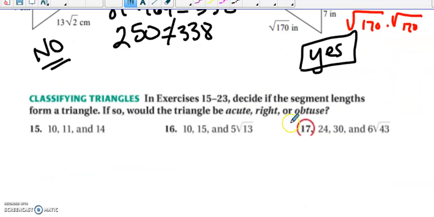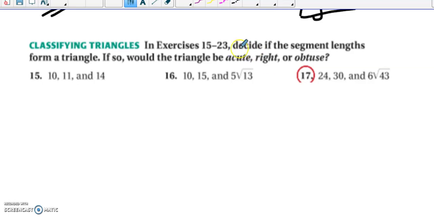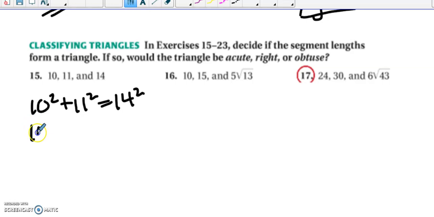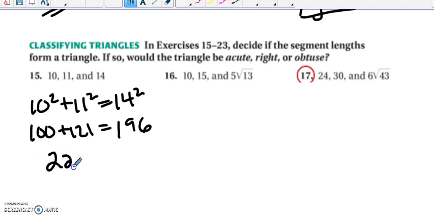Let's look at the other circumstance. They want more information. Now it's not just, is this a right triangle, but what kind of triangle do you have? So here we go again. 10 squared plus 11 squared. Our largest side, that's our potential hypotenuse. So we have 100 plus 121. Does that equal 14 squared, which is 196? And obviously that doesn't. 221 does not equal 196.